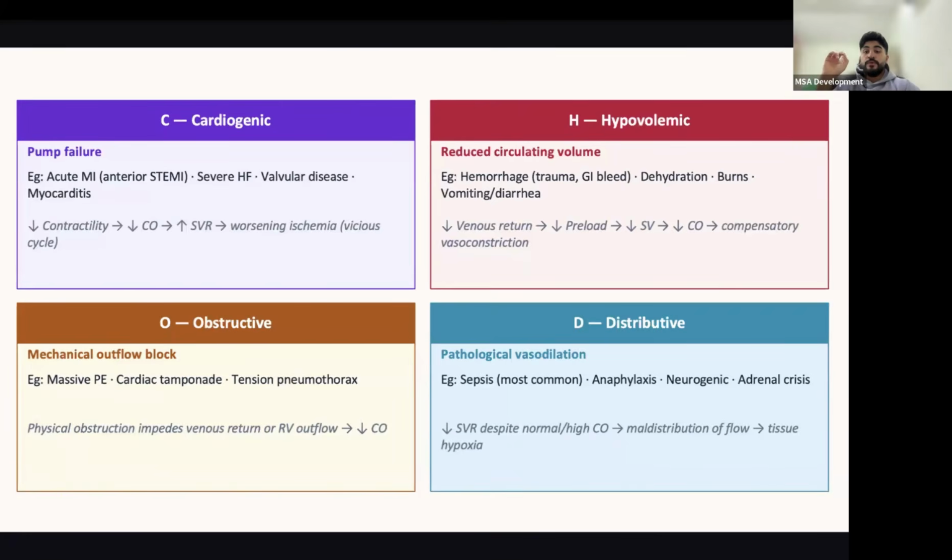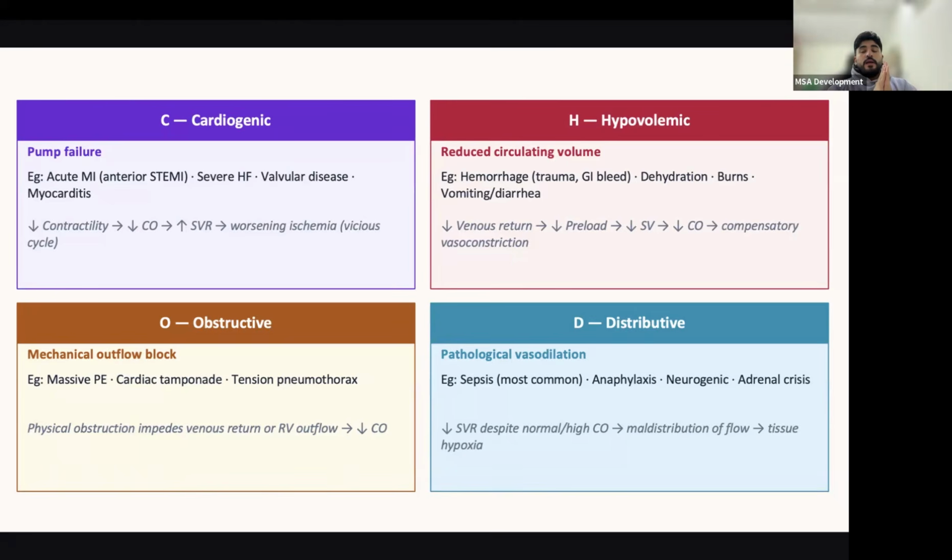Last one is distributive. Distributive shock, basically here what's going to happen is the patient usually is going to be having sepsis, okay, or anaphylaxis. What's going to happen is that they're going to have this pathological vasodilation and inappropriate distribution of blood, right, which is going to cause tissue hypoxia.